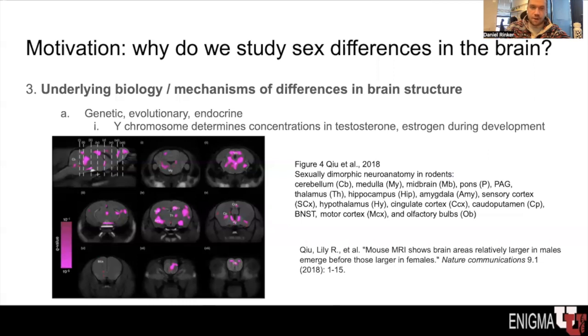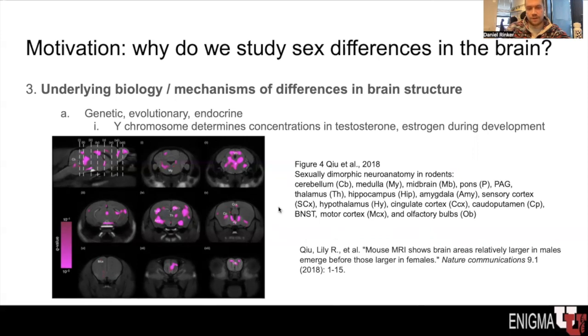Moving on to underlying biology and mechanisms of differences in brain structure. Of course, there are genetic, evolutionary, and endocrine examples as to why we would study sex differences in general. Naturally, the Y chromosome determines concentrations of testosterone and estrogen during development, being the SRY gene on the Y chromosome leads to divergence or differentiation between testes or ovaries, which leads to divergence in concentrations of testosterone or estrogen, which has, of course, downstream effects on development of different organs and brain structures.